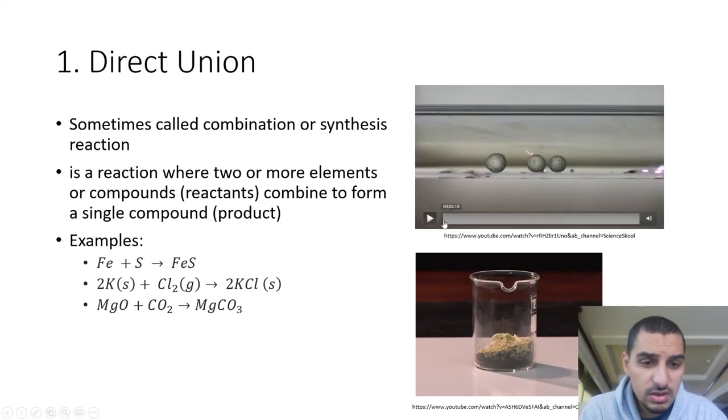First, before we start, I just want you to understand what's going on here. This is potassium spheres in a glass tube, and the spheres are exposed to chlorine gas. So chlorine gas is going to flow over the potassium spheres. And what's going to happen now is the reaction proceeds.